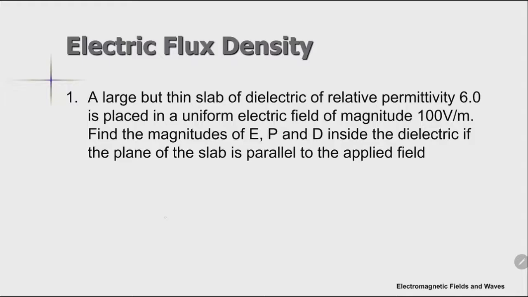Okay, summarize the questions. So let's say this is A, and this is the electric materials. It has an epsilon R equals to 6. And then we applied the field parallel.